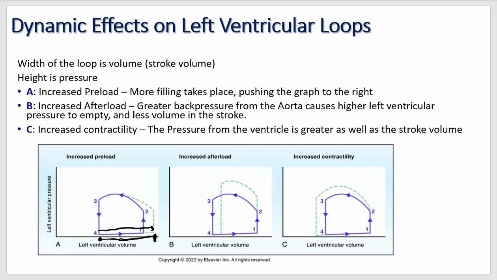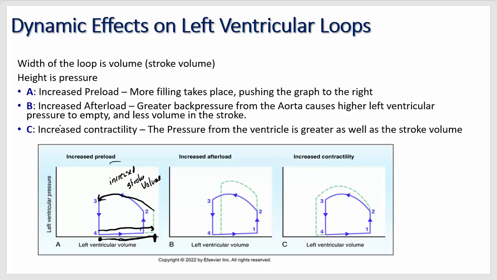So we're increasing it a little bit, so we have increased preload. When we increase the preload, in this case, it's going to squeeze it all out, which means that we have also increased stroke volume. So we increased our preload. Frank Starling says that if we increase our preload to a limit, as long as we don't increase it too much, we'll have an increased stroke volume.